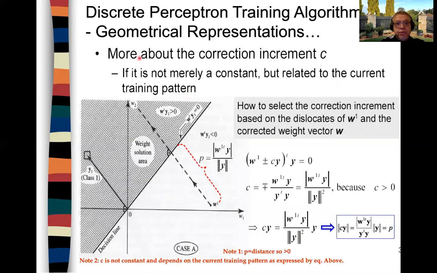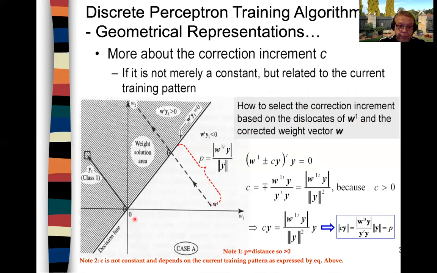Now, this was a constant, so C was constant. But let's see now a dynamic way of adjusting this C. So how to select the correction increment based on the dislocation of W1 and the corrected weight vector W?